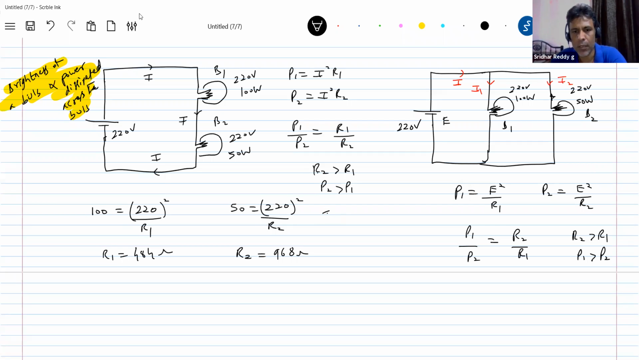So here bulb 2 will have more brightness. And here bulb 1 will have more brightness.